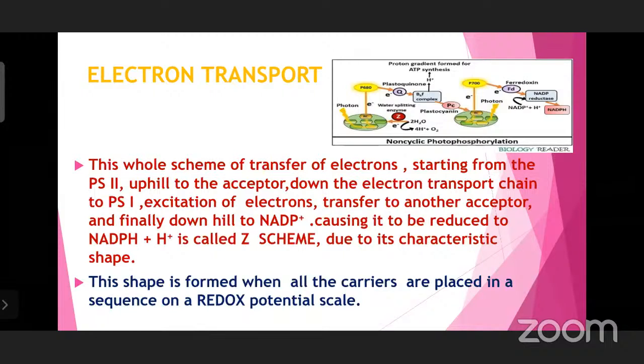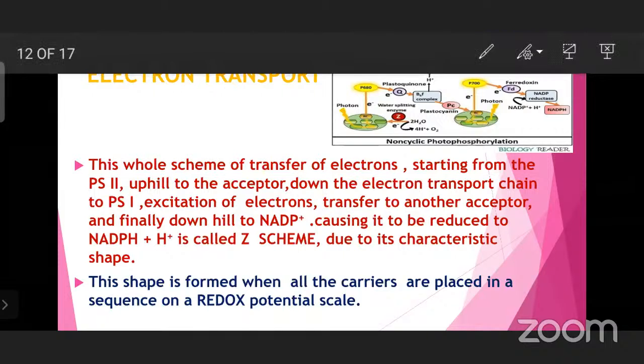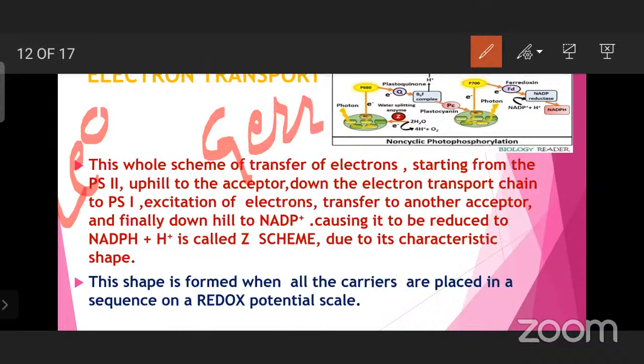Redox means nothing but reduction and oxidation. Recall once again from your earlier classes, in 10th class, you have learned about oxidation and reduction. One shortcut is LEO and GER. LEO means lion, GER means it will make the sound 'grr'. LEO, loss of electron is called oxidation. Whenever electrons are lost, it is called oxidation. Gain of electron is called reduction.